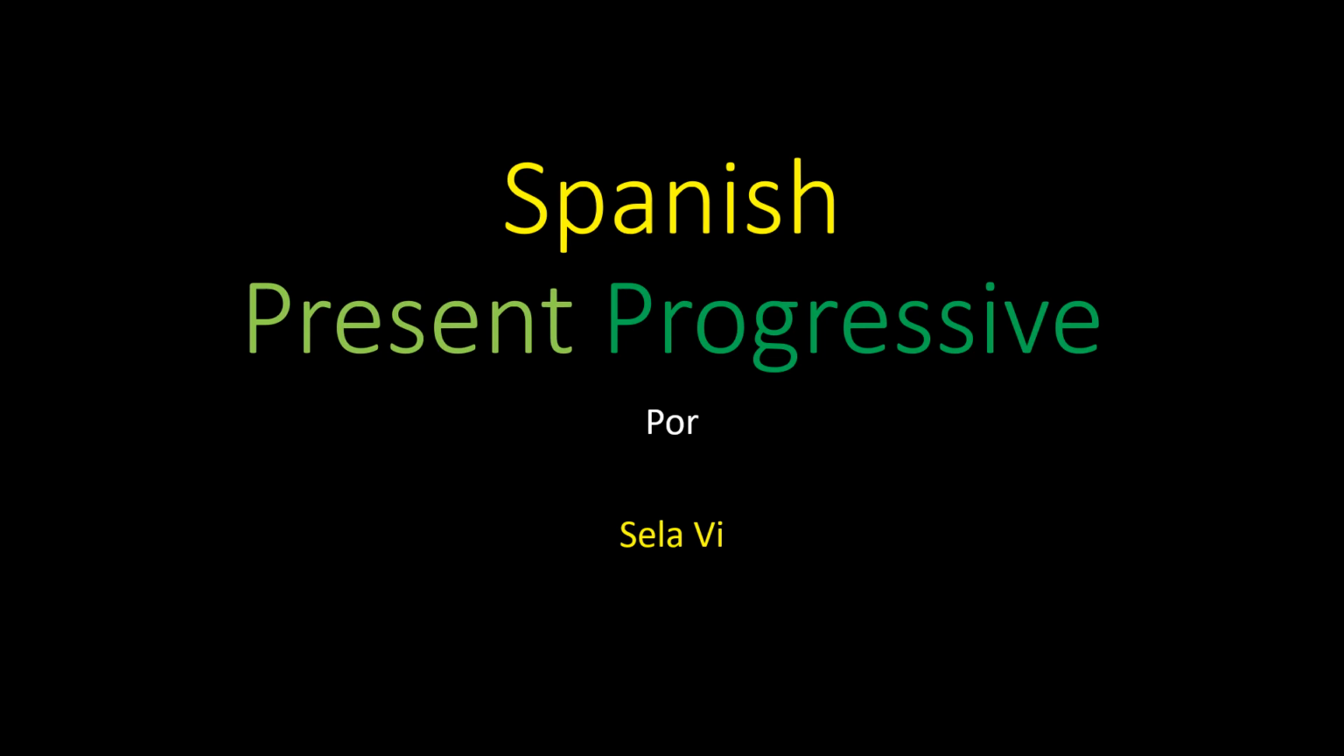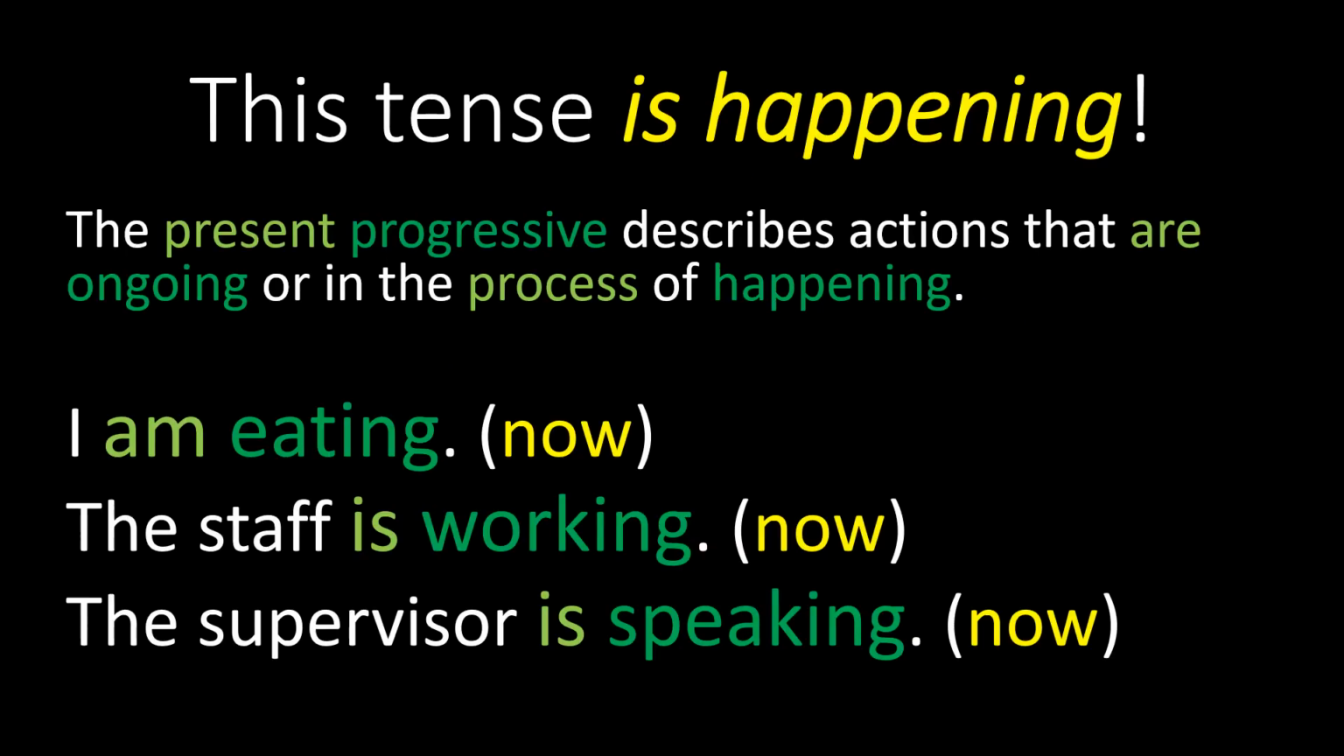In this presentation, we take a look at the Spanish present progressive. The Spanish present progressive tense talks about actions that are ongoing right now. Take a look at the three examples.